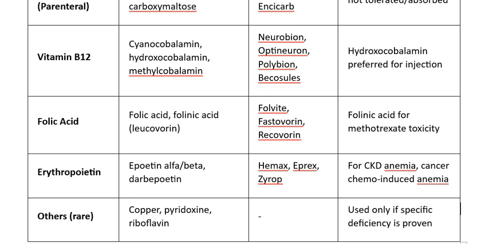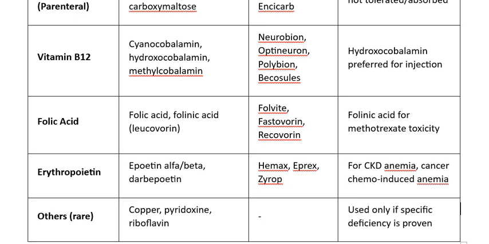And finally, erythropoietin itself. Right. These are recombinant forms like epoetin alpha and epoetin beta, and also darbepoetin, which is a longer-acting version. Brands like Hemax, Eprex, and Zyrop are examples. And their main uses? As we discussed, primarily for anemia related to CKD and certain anemias caused by cancer chemotherapy.